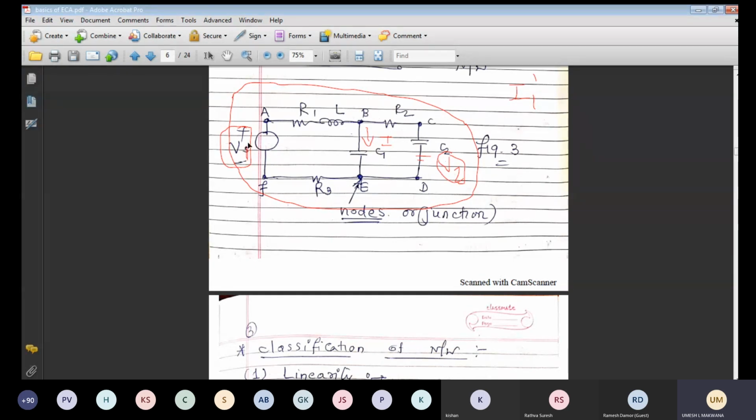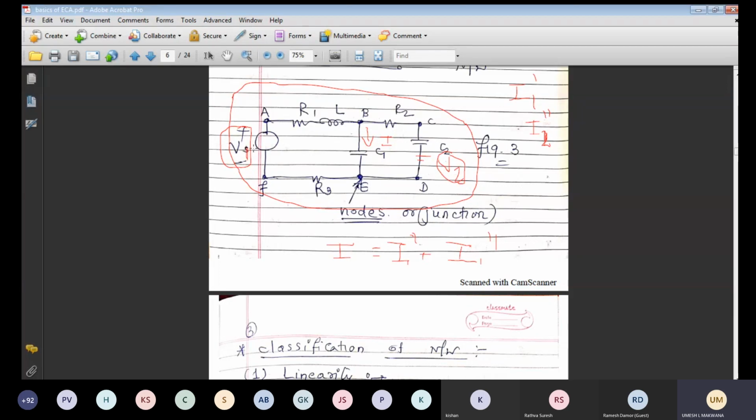Now in the second case, if we connect V2 only, with V1 short circuited, I am removing that voltage source with a short circuit. So that current is known as I1 double dash. This is I1 dash and this is I1 double dash. Now the resultant current I is given by I1 dash plus I1 double dash, right? The resultant of these two gives the total current I.